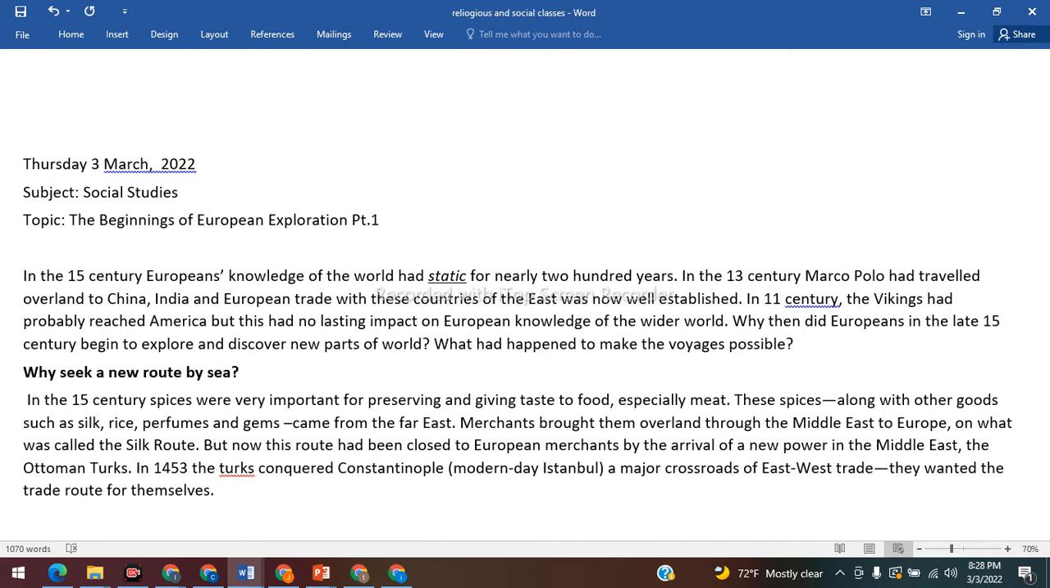A major crossroads of the east-west trade. They wanted the trade routes for themselves.